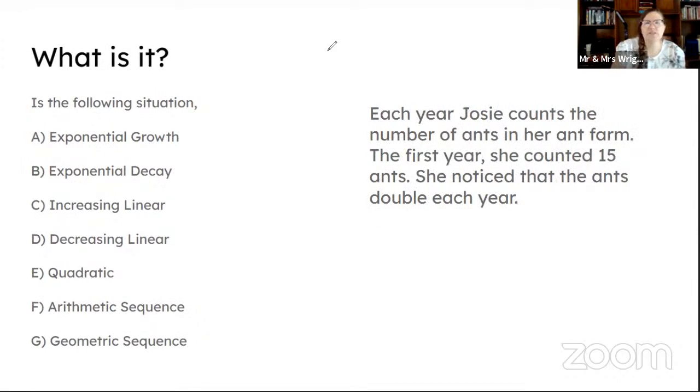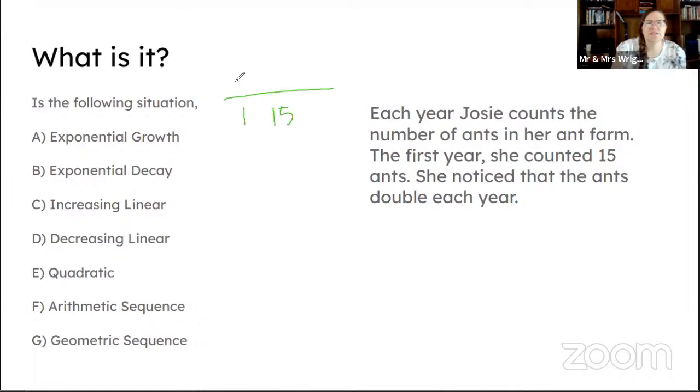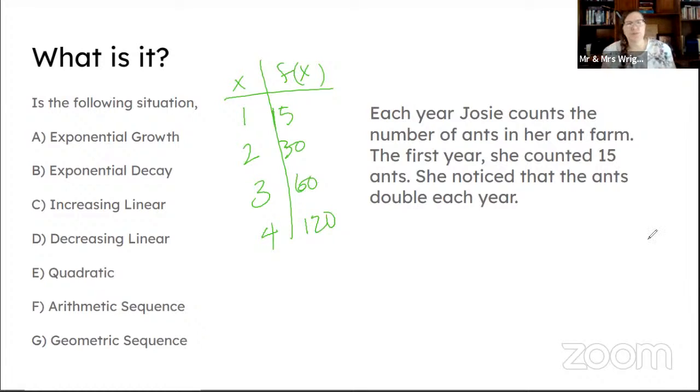Each year, Josie counts the number of ants in her ant farm. The first year, she counted 15 ants. She notices that the ants double every year. So year 1 is 15, input, output. Year 2 is going to be 30. Year 3 is going to be 60. Year 4 is 120. Wow, she needs to get rid of some of those ants. All right, so if it's increasing by doubling every year, which one of these is it? It's going to be exponential growth.